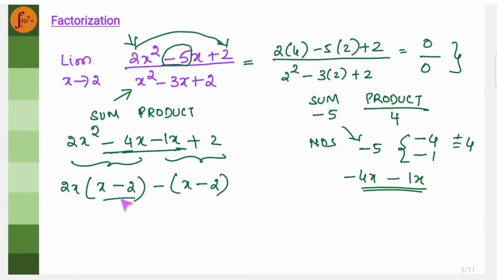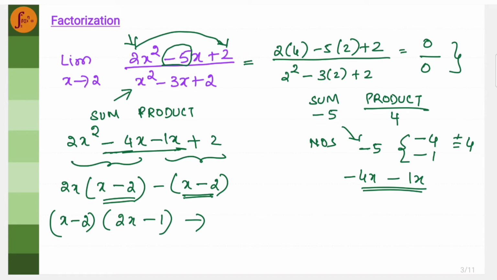So that I can make this factor also equivalent to this. This is x minus 2. I want to make this one also as x minus 2. So I take minus outside. So now I'll take x minus 2 as common between these two. So I'll be left with 2x minus 1. Now these are the factors for the numerator expression.